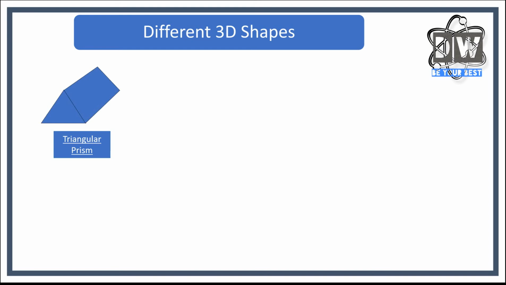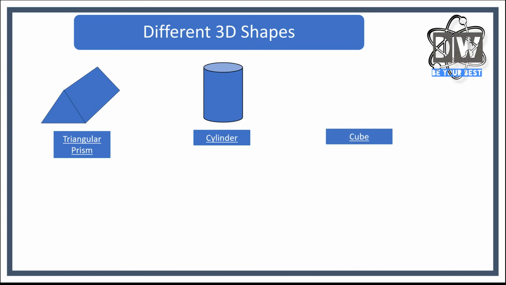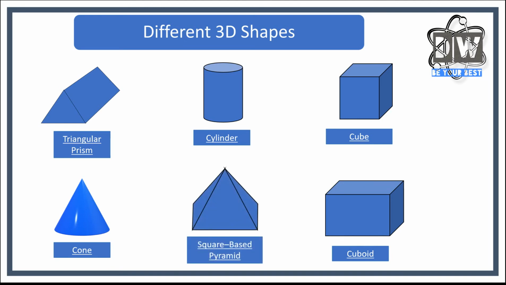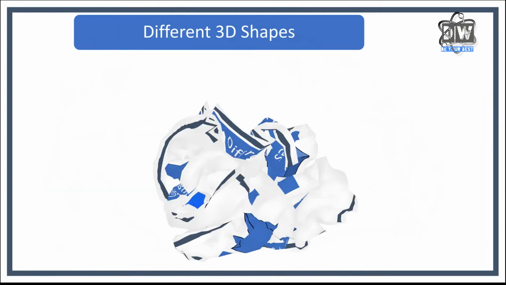So first of all, let's go over the names of the shapes that we're going to talk about, their nets today. We've got a triangular prism there, okay? We've got a cylinder, just like a large water bottle or whatever. We've got our cube. We've got our cuboid, a cone, and that's probably for a lot of people the toughest one that we're going to have to do, and a square-based pyramid as well. So we're going to, by the end of the screencast, be able to explain how to create those with nets. All right, here we go.